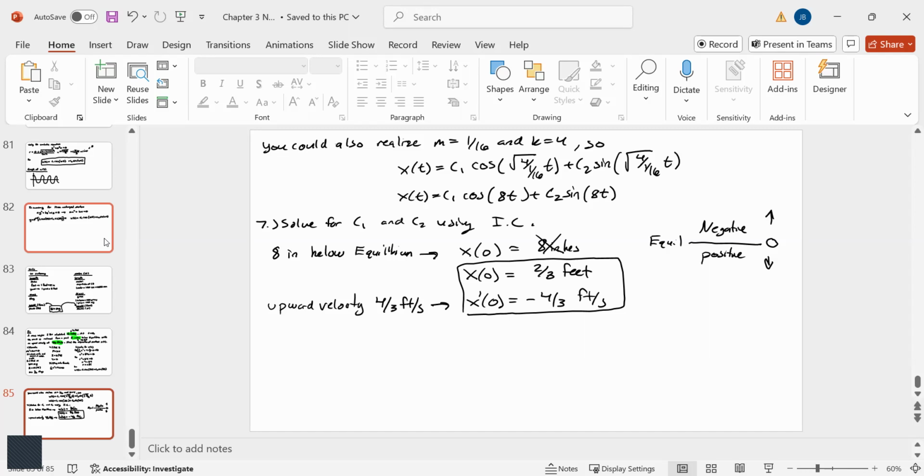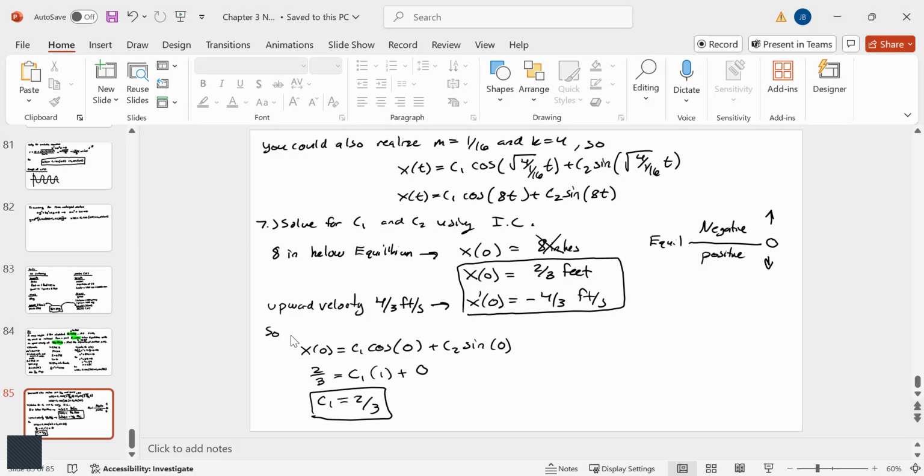Which means, as always, I have to take derivatives and solve for A and B. All right, that's kind of the natural thing we have to do here. So x of 0 is equal to C1 cosine of 0 plus C2 sine of 0. And that means we get 2/3 equals C1 times 1 plus 0. So C1 equals 2/3. There we go. Remember, sine of 0 is equal to 0, and cosine of 0 is equal to 1. You're going to use it so much in this section, so you got to know.